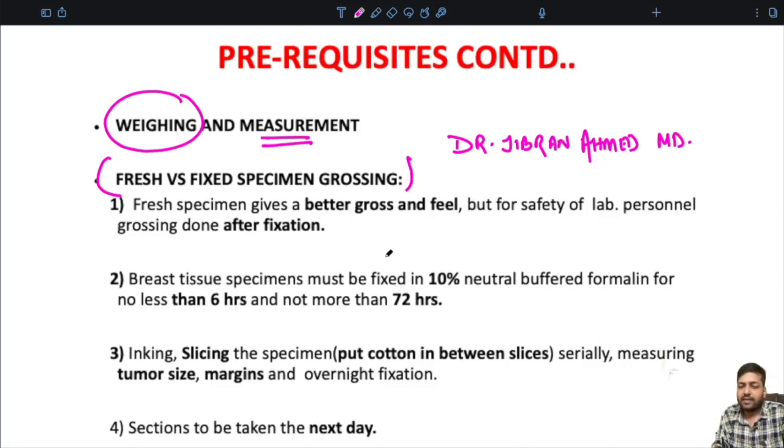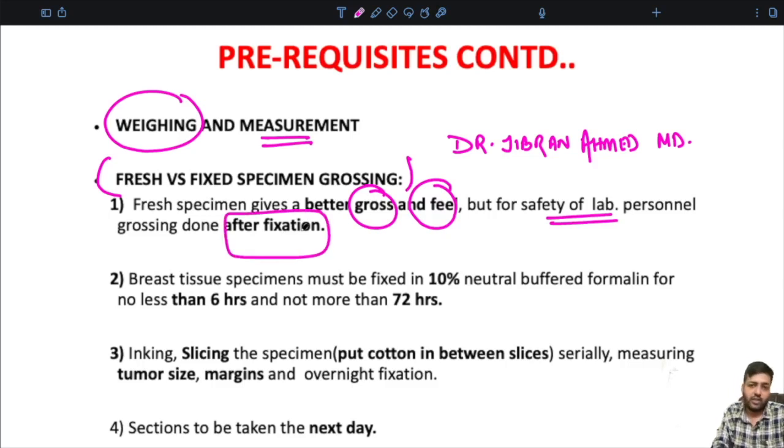But remember, there are certain differences. Fresh specimen gives a better gross and better feel, but for laboratory safety, the personal grossing should be done after fixation. So for the safety of the lab personnel, we should do it after fixation. Why? There are two things. When the particular specimen is not fixed, the microorganisms are alive. So if you have a cut, from there the microorganisms can enter your body.